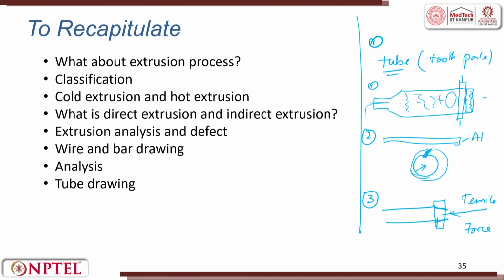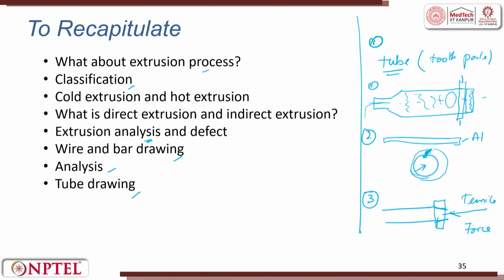So, what did we go through in this lecture? We saw the extrusion process, then classifications, we saw cold and hot extrusion, direct and indirect extrusion, extrusion analysis with defects, then we saw wire drawing, analysis, and different types of tube drawing. Friends, with this we are coming to the end of the bulk deformation processes. Through this you will be able to understand and appreciate constant volume processes, bulk processes.